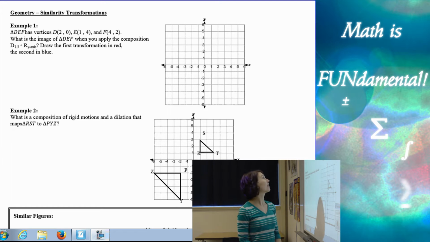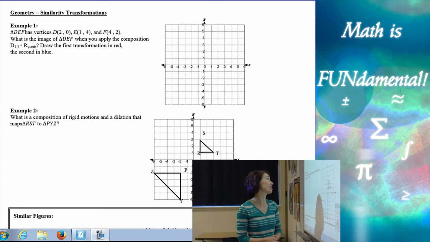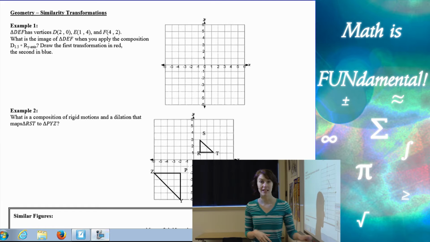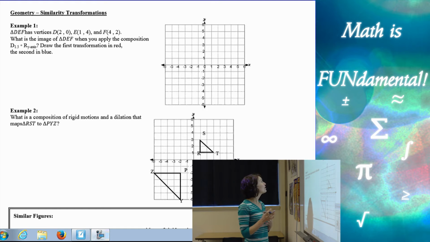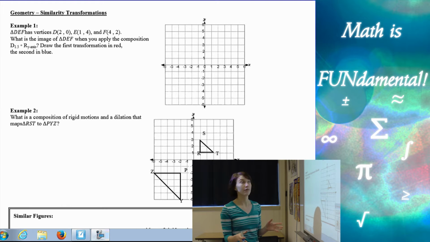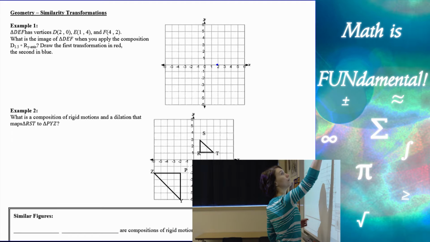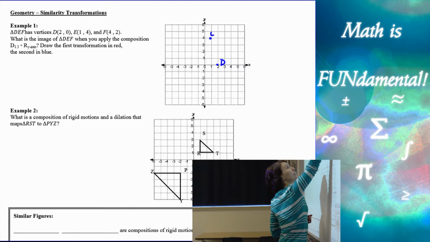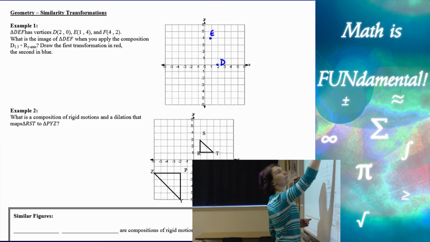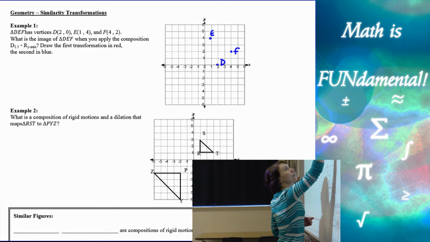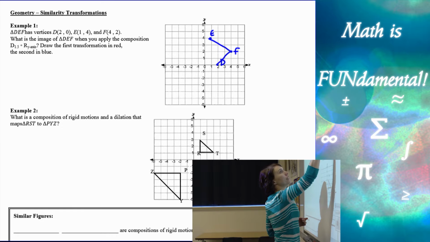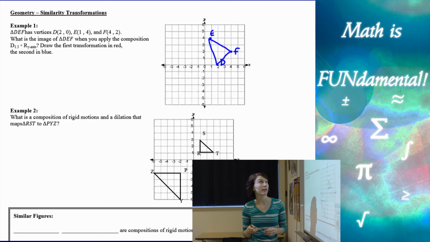Today we're going to be talking about similarity transformations. All right, so let's start with an example. We have triangle DEF with vertices D, E, and F. We want to plot those on our graph first. So (2, 0) is going to be D, (1, 4) is our E, and F is at (4, 2). All right, so here is our original figure.